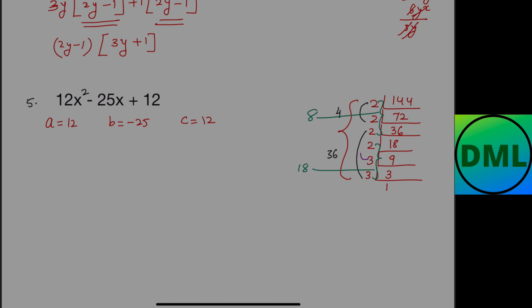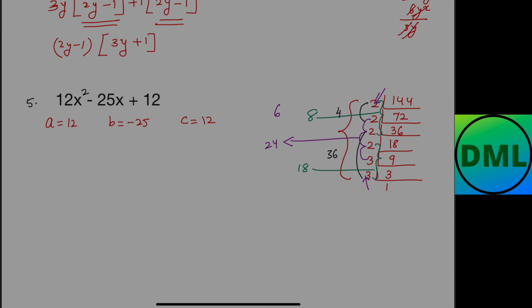If I take 3 times 2 times 2 times 2 together, my answer is 3 times 2 is 6, 6 times 2 is 12, 12 times 2 is 24 here. I have to take 2 and 3 together, which is 6. If I add both of them, my answer is 30 here. 24 plus 6 is 30. If I subtract both of them, my answer is 18 here. I'm not getting 25. That means this combination is also wrong.